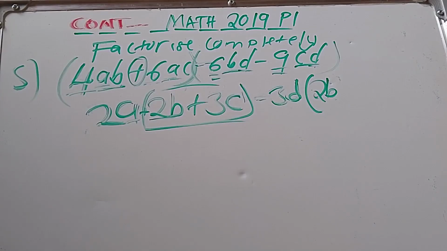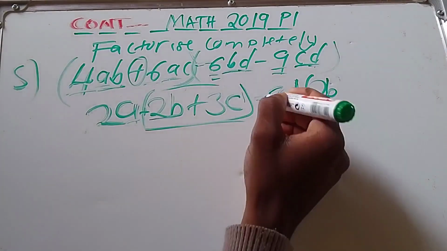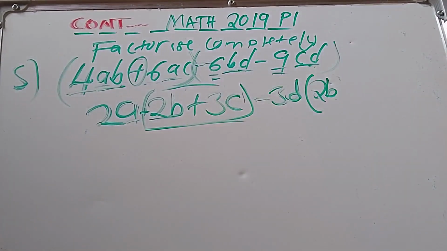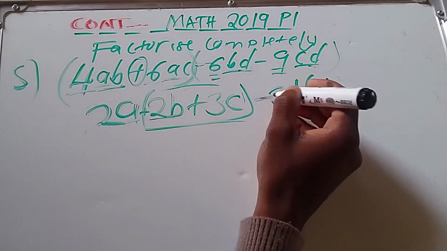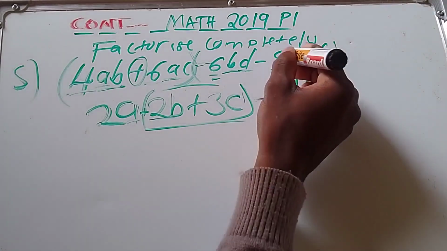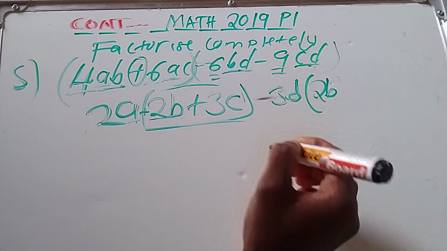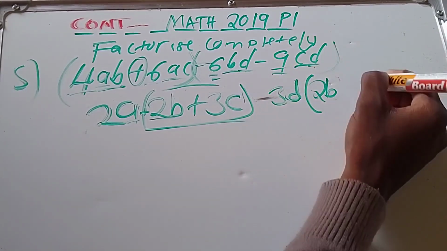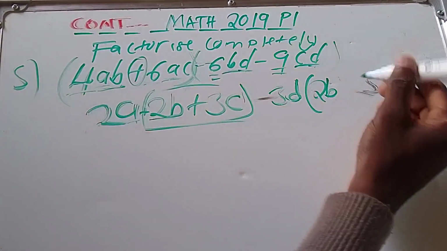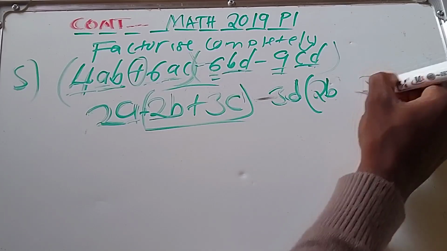So now, having done that, I don't know what is happening to my markers. Having done that, what you need to do next, we are going to say 9 divided by 3. 9 divided by 3, the answer is what? The answer is 3.